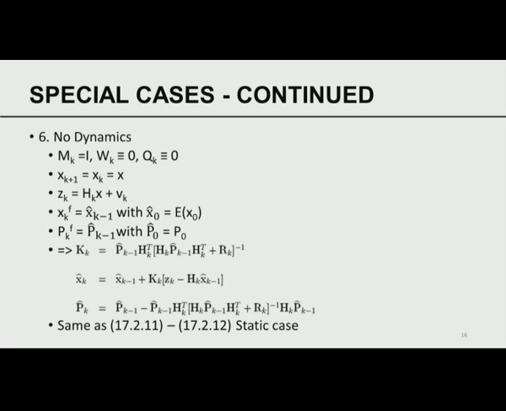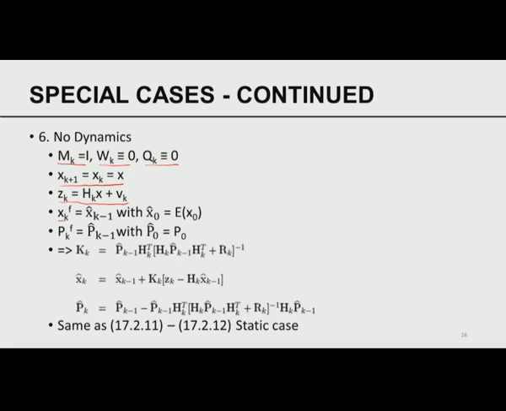Now let us consider when there is no dynamics, the static case. When there is no dynamics it means there is a static case. That means Mk is I, wk is 0, Qk is 0. There is no model noise, there is no model noise covariance, Mk is I, in which case xk plus 1 is equal to xk, in which case zk is equal to Hk x plus vk. That is a static case, because there is no dynamics, there is only one time k.